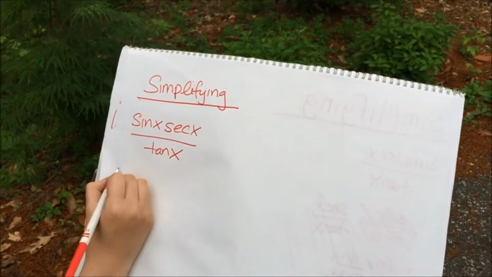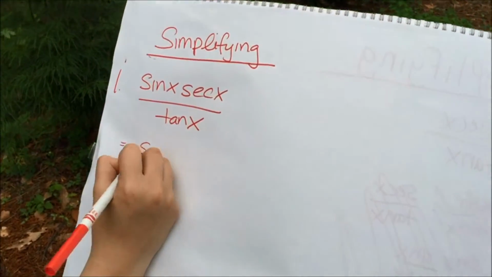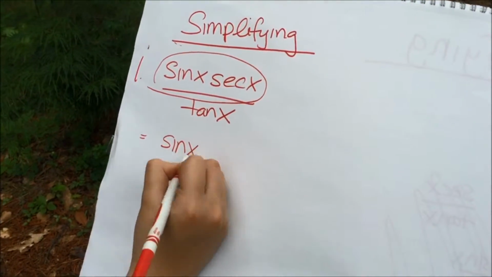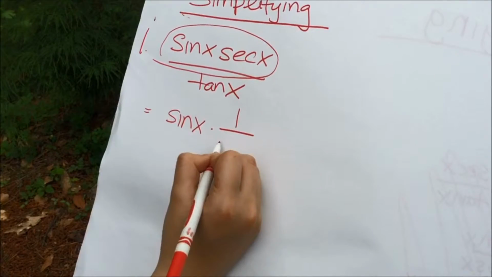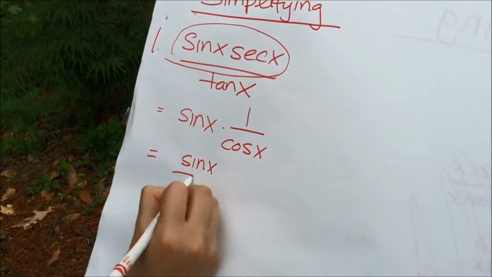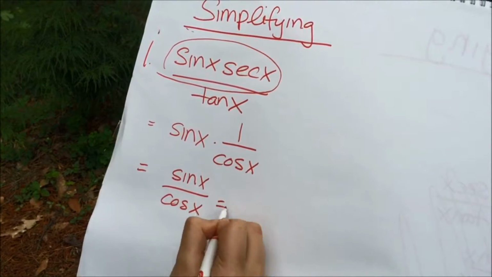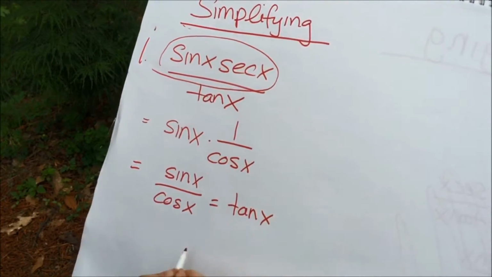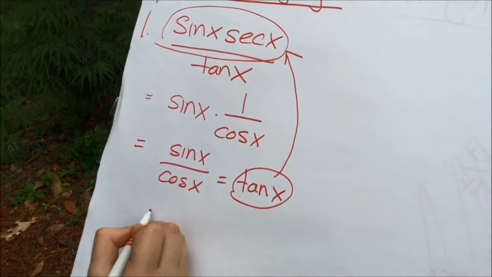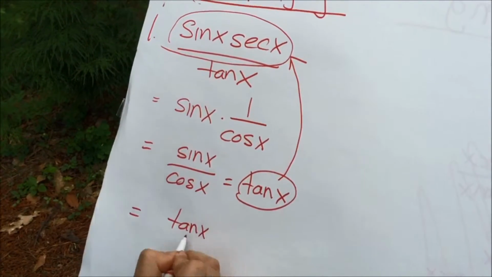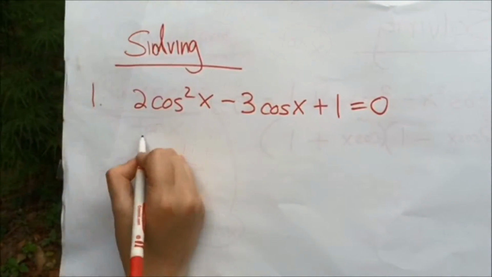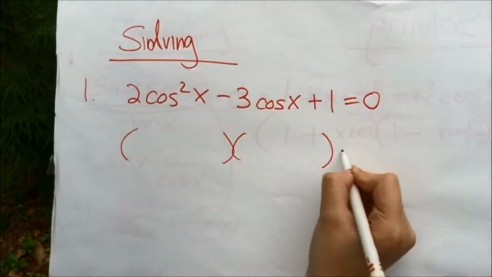Go! Okay, so first you figure this part out, which is sine x times 1 over cosine x, which equals sine x over cosine x, which also equals tan x. So you take this and put it right there, so it would equal tan x over tan x, which equals 1.